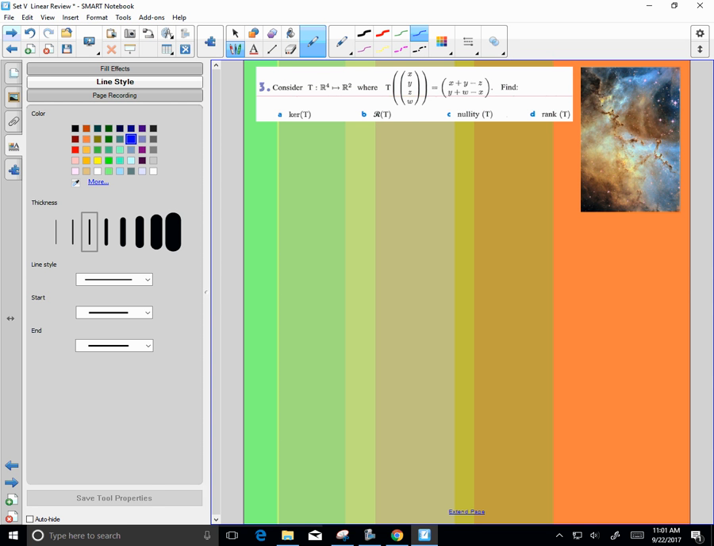Last one for today. Consider a T4 transformation, linear transformation to R2. And we're going to find kernel, range, nullity, and rank. I would love it if we could get this done before you leave today. Would just make my day.